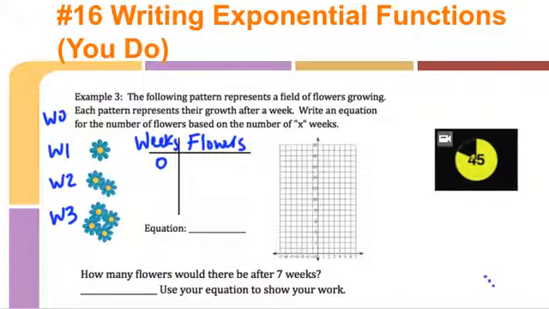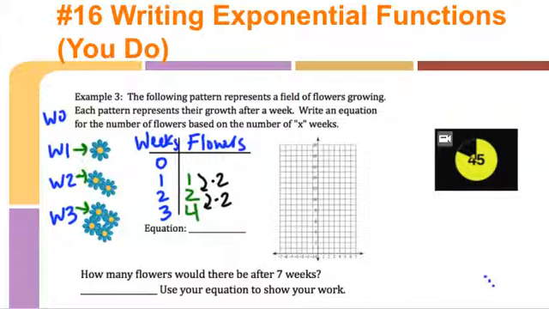So I've got 0, 1, 2, 3. Okay, so again, in my first week, I know I have 1 flower. My second week, I have 2 flowers. My third week, I have 4 flowers. Okay, so this isn't adding by the same number, so I know that this is going to be an exponential function because I actually can see that it's multiplying by 2, multiplying by 2.